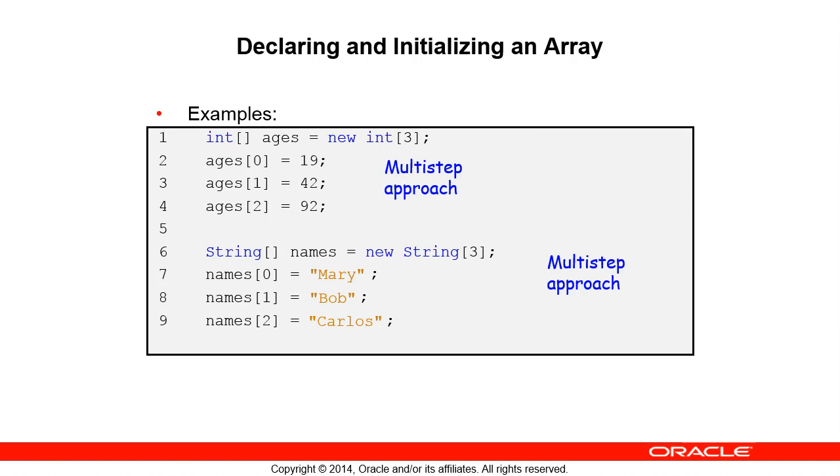In this example, the array of type int is called ages, and it's been instantiated with a size of 3, so 3 index values between 0 and 2. The creation of the array uses the new keyword. On lines 2 through 4, the elements of the ages array are initialized. And on line 6, the string array called names is instantiated with the size of 3, and its elements are initialized on lines 7 through 9.